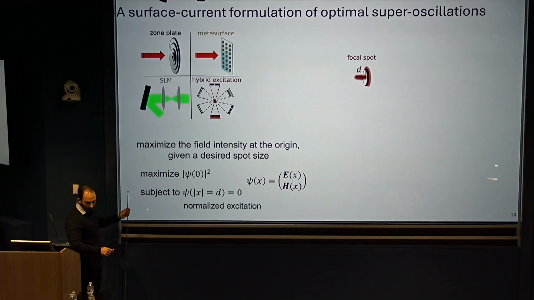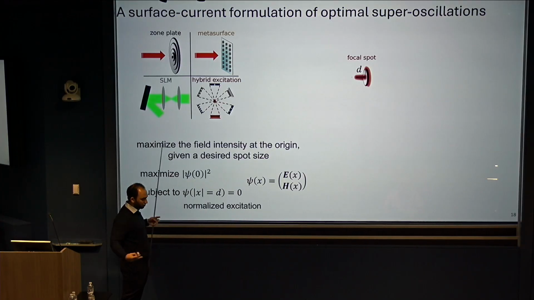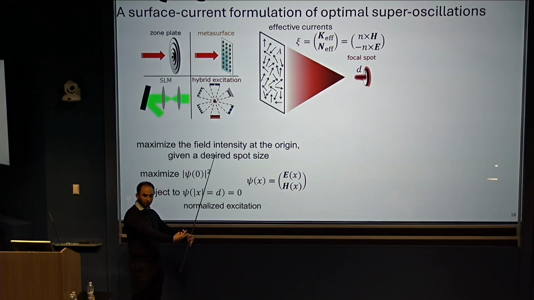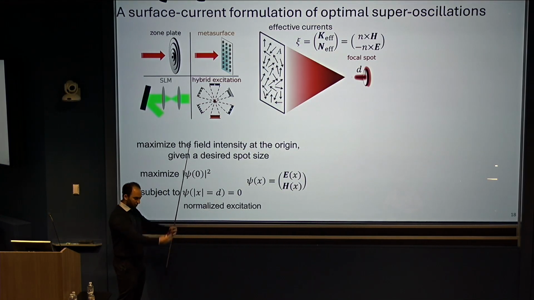All right, so let's write this as a Rayleigh quotient optimization problem. No matter what type of excitation you might have to try to create the super oscillatory beam, what you can always do is put an aperture in front of it and say whatever fields are flowing through, they're creating effective currents by the equivalence principle.